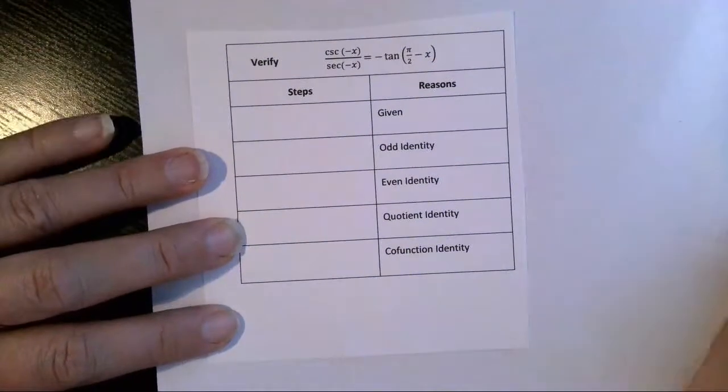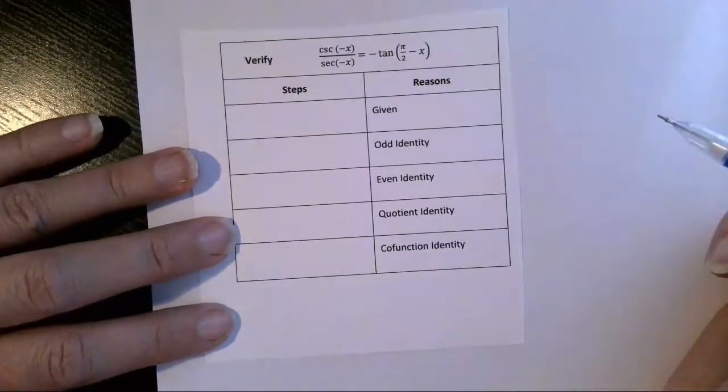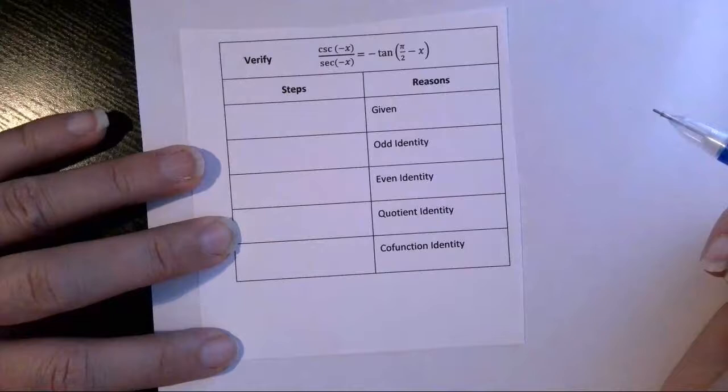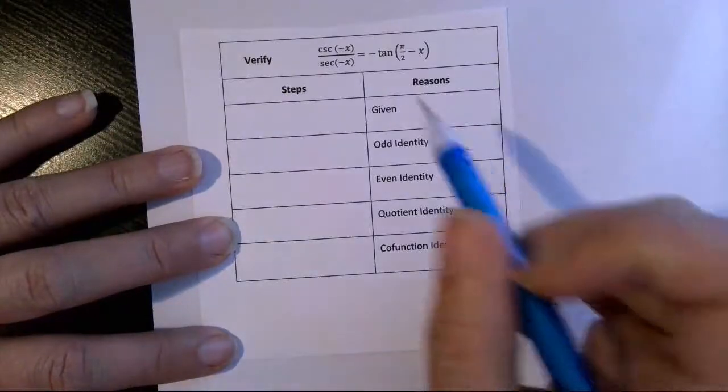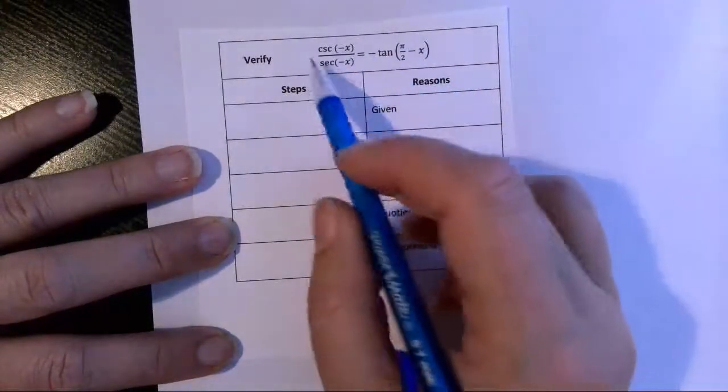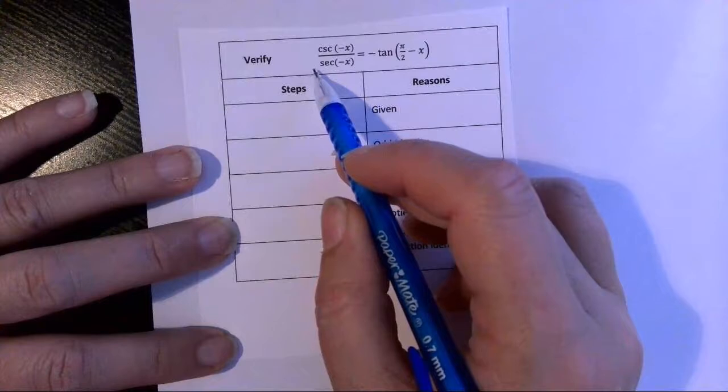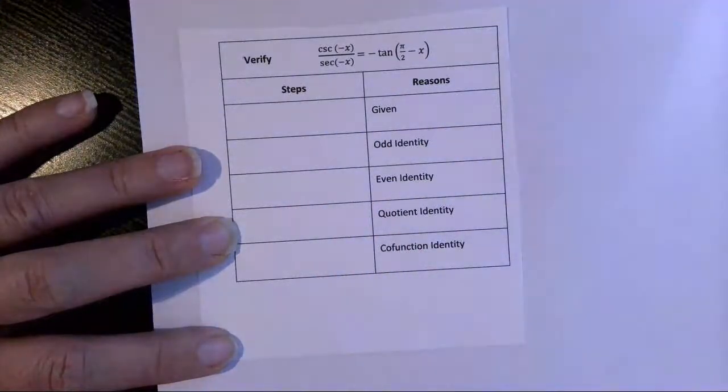Okay, so we're going to go through this example together from the checkpoint problem and see how it went when you tried it yourself. So we're starting with this statement at the beginning here, and we want to decide if it's a trig identity.